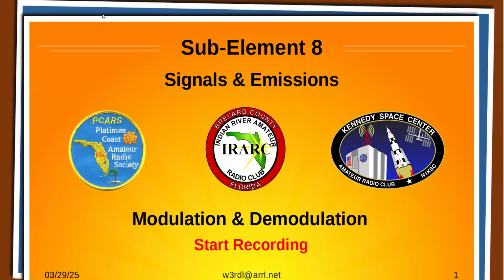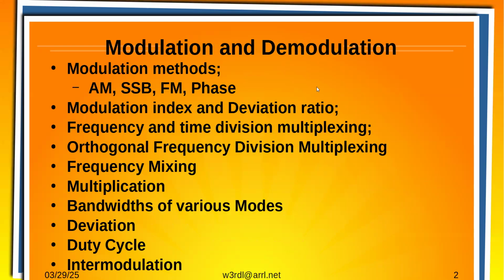So we'll talk about modulation and demodulation again. This time we're going to look at modulation index and deviation ratio. Probably have to memorize those. I have trouble remembering the difference between them. A little about frequency and time division multiplexing and orthogonal frequency division multiplexing, mixing, multiplication, frequency multiplication, bandwidths on various modes, and some more on frequency deviation and duty cycle and intermodulation.